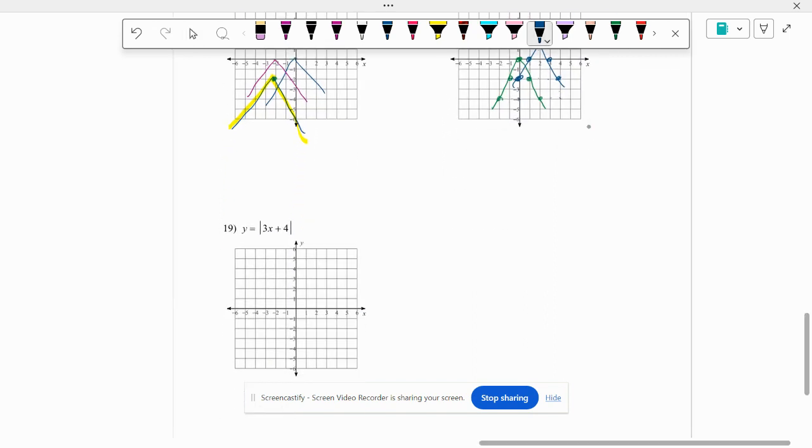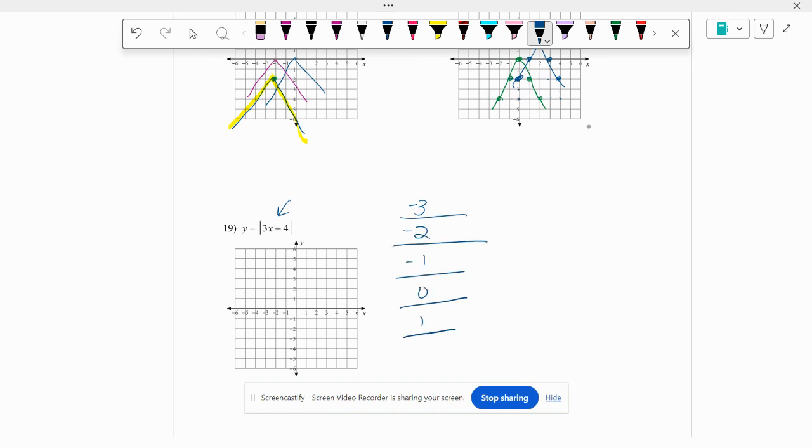Your last one, it has a stretch on the inside, and that's something that we really haven't talked about. So let's write it out. So -3, -2, -1, 0, 1, and 2. So the absolute value of -3. Well, let's just plug it in.